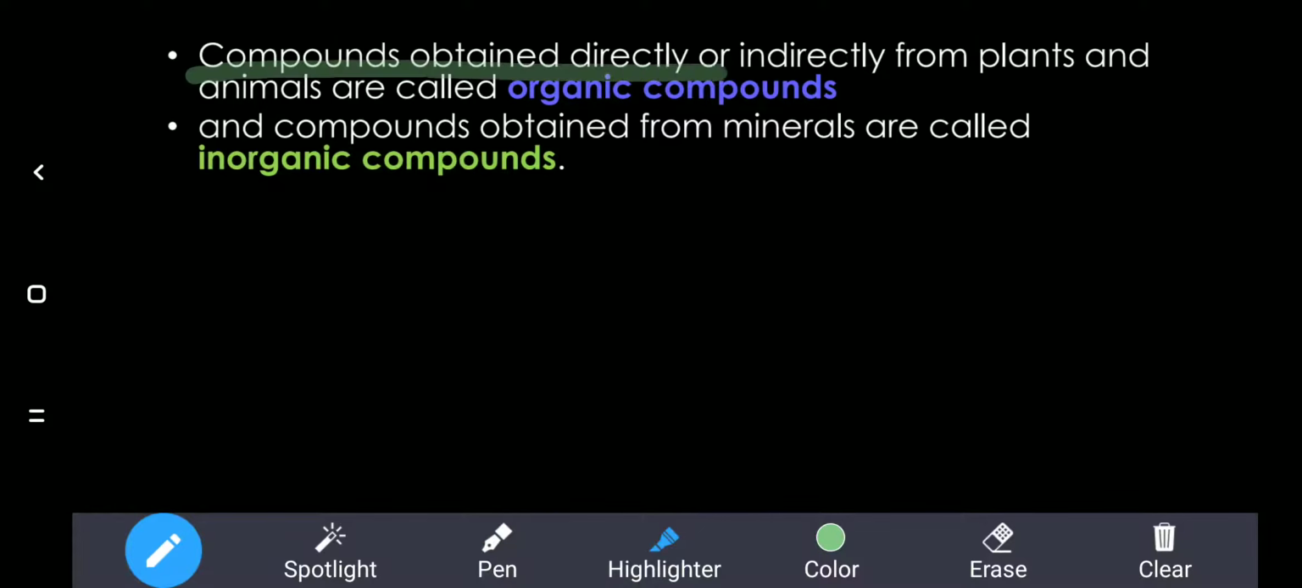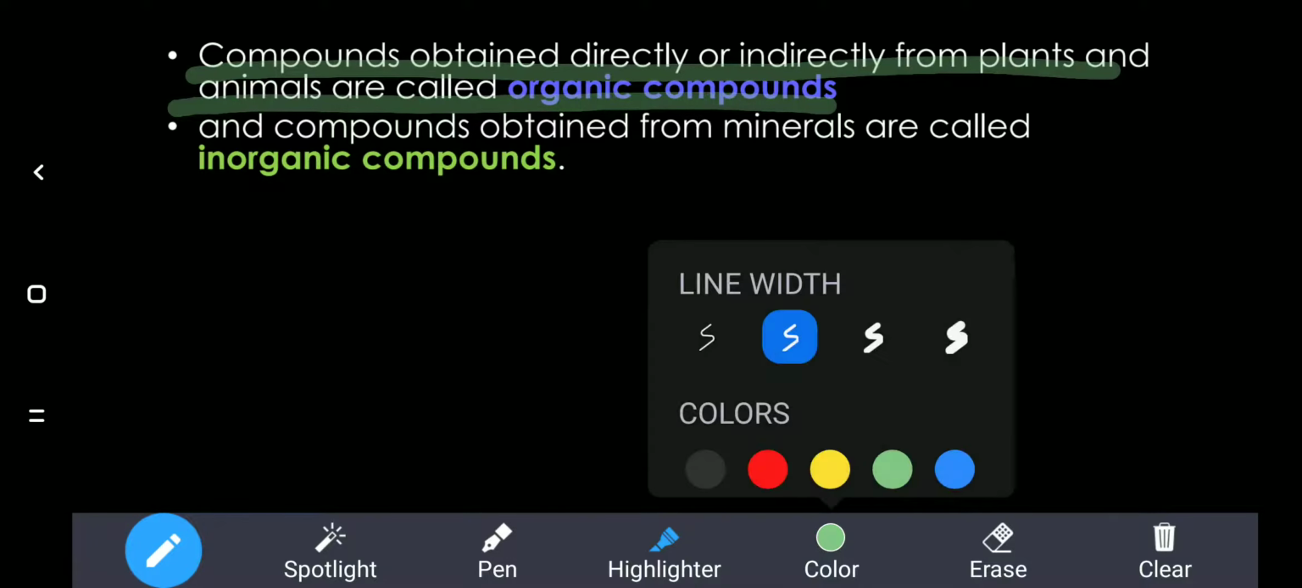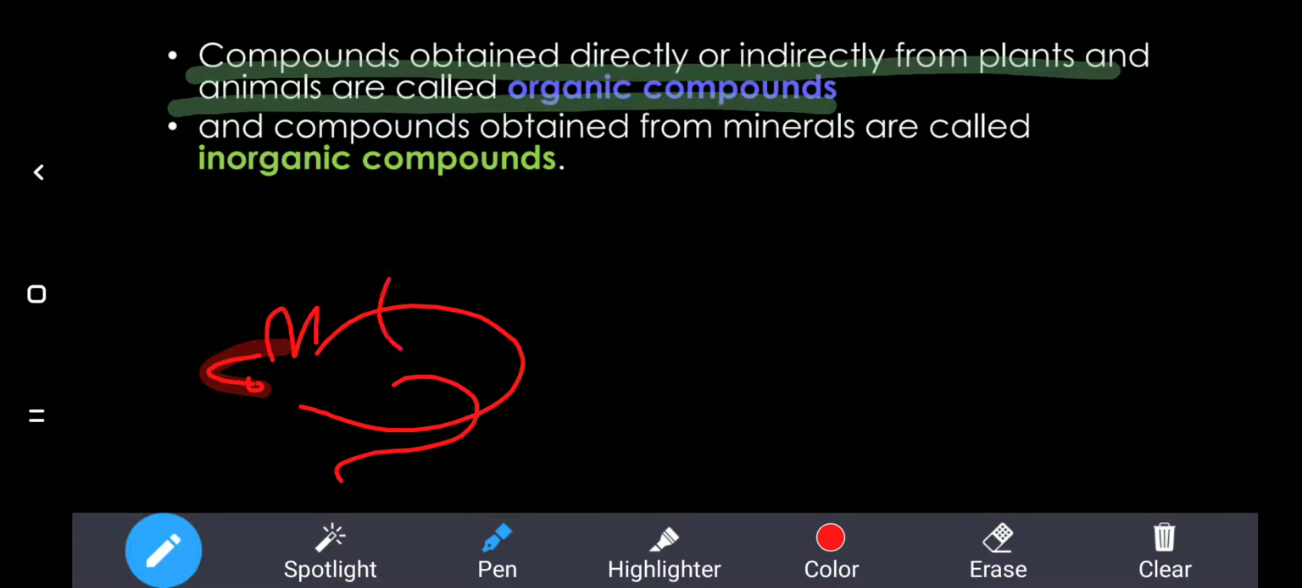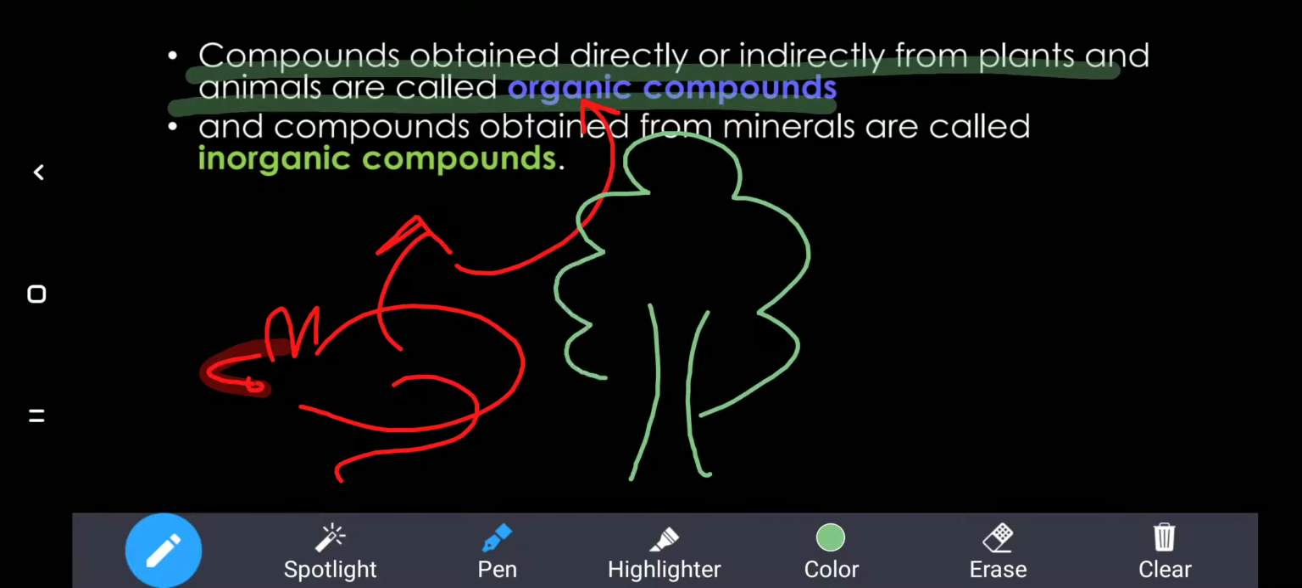Compounds obtained directly or indirectly from plants or animals are called organic compounds. For example, I am trying to draw a rat. I can get some compounds out of this rat, and these compounds are called organic compounds. I have a tree. If I take some compounds out of this tree, I call them organic compounds.